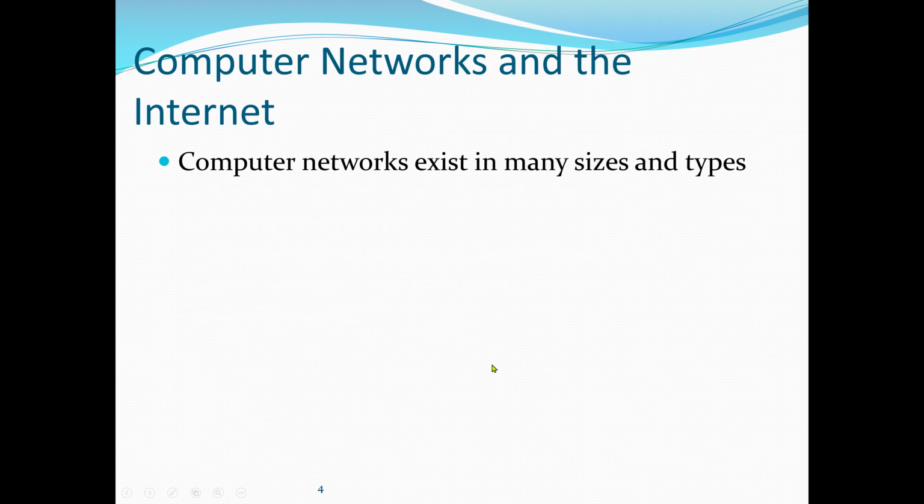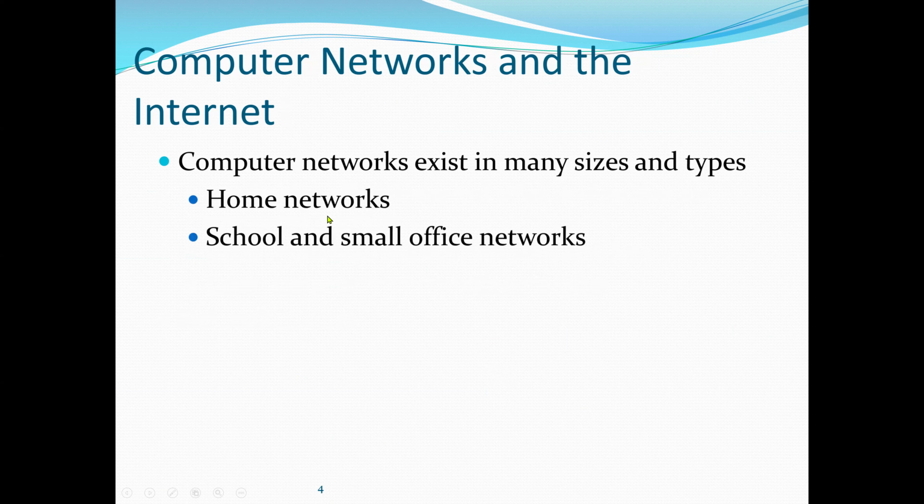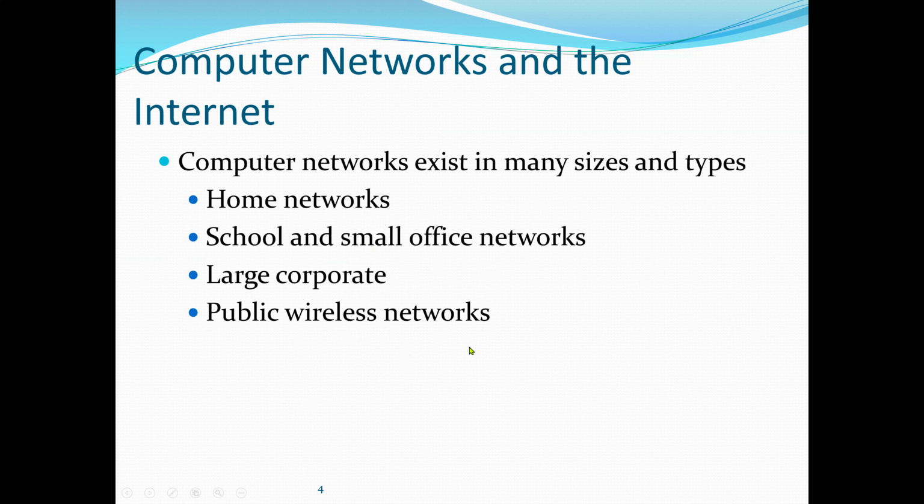Computer networks exist in many sizes and types. For example, we have the home network, which is very small. Maybe we have two or more computers and printers at home and we want to connect everything as one unit. Also school or small office networks. We also have large corporate networks, and public wireless networks. We also have mobile telephone networks, which are the network systems of the mobile telephone companies.